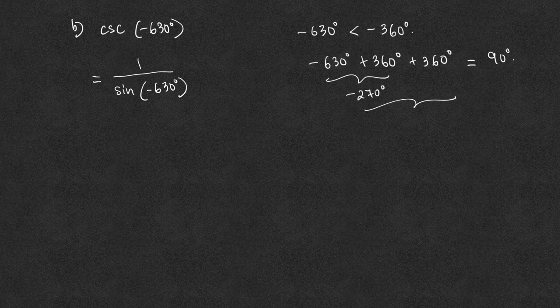What this means is that the reference angle to negative 630 degrees is the positive 90 degrees angle. And so 1 over sine of negative 630 degrees is the same as 1 over sine of 90 degrees. And sine of 90 degrees is positive 1. And so cosecant of negative 630 degrees is positive 1.